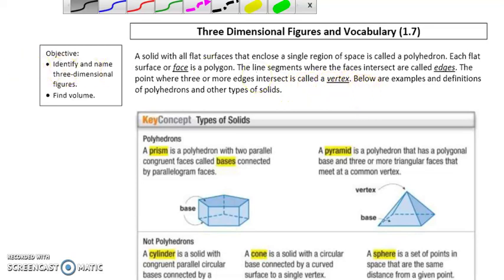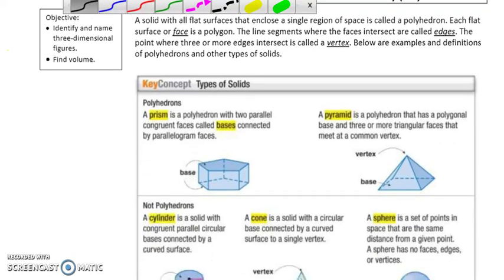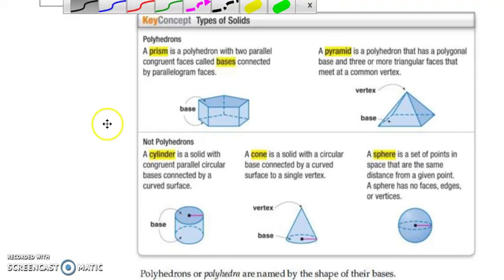And these below are some examples and definitions of polyhedrons and other types of solids. So we have a prism, which is a polyhedron with two parallel congruent faces called bases. A pyramid is a polyhedron that has a polygonal base, and that base can change shapes, and three or more triangular faces that meet at a common vertex.